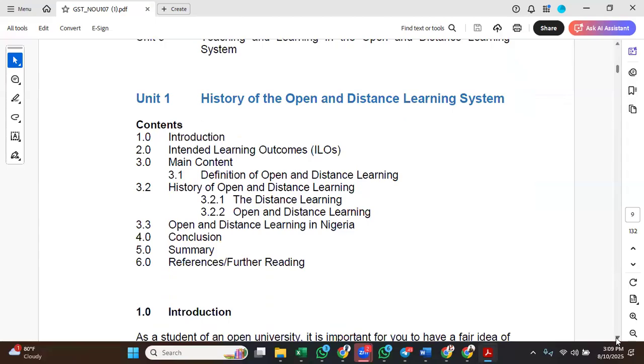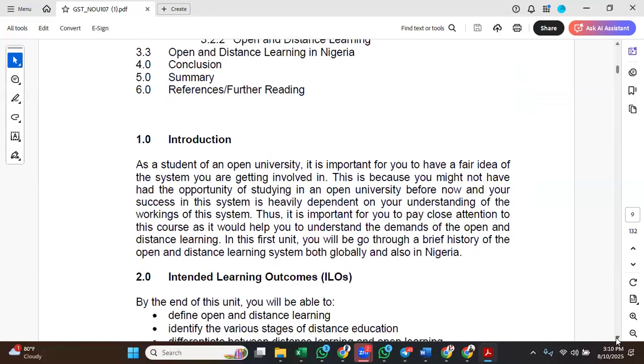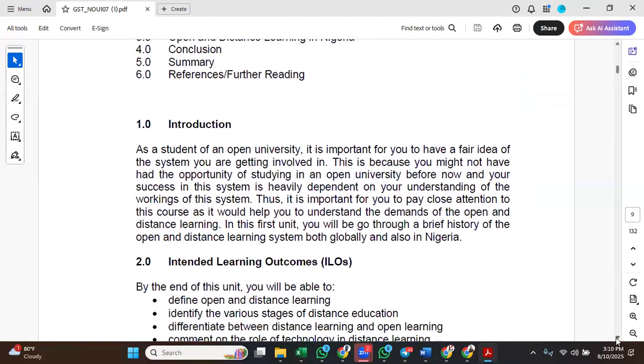So, history of open and distance learning. When did this idea of having open university or distance learning start? And where did it start? By whom did it start? So let's move straight to the introduction. As a student of an open university, it is important for you to have a fair idea of the system you are getting involved in.